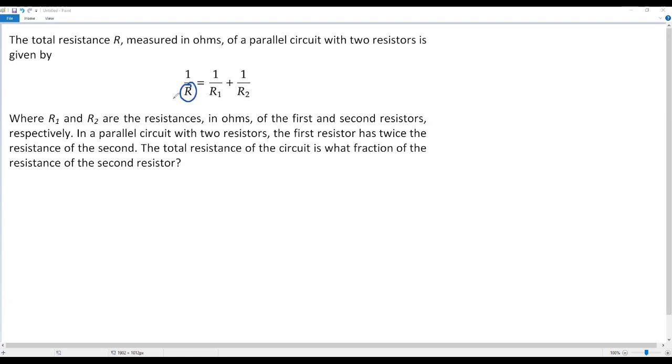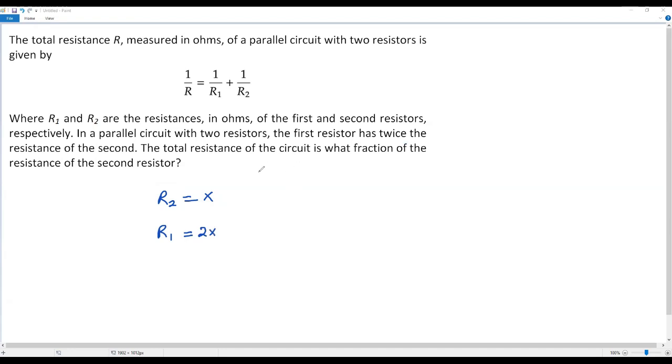Here, this R represents the total resistance, and R1 and R2 represent the resistance of two resistors which are in a parallel circuit. Okay, now let's consider the information we have over here. The first resistor, that is R1, has twice the resistance of the second, that is R2. For example, let me take X as the resistance of the second resistor. Then what is the resistance of the first resistor? That is clearly 2 times the resistance of the second one, that is 2X, according to the information we have.